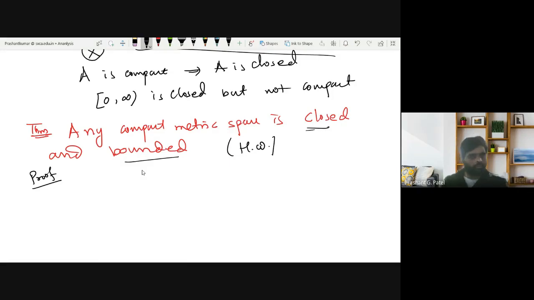The question is whether the converse of this result is true. That means closed plus bounded, can we say it is compact? The answer is no. We have the example in L2. In that, A is the set of all e_i where i belongs to N. This is not a totally bounded set.